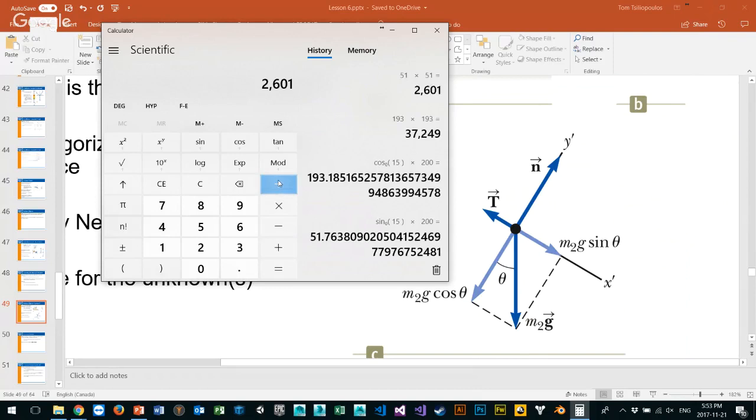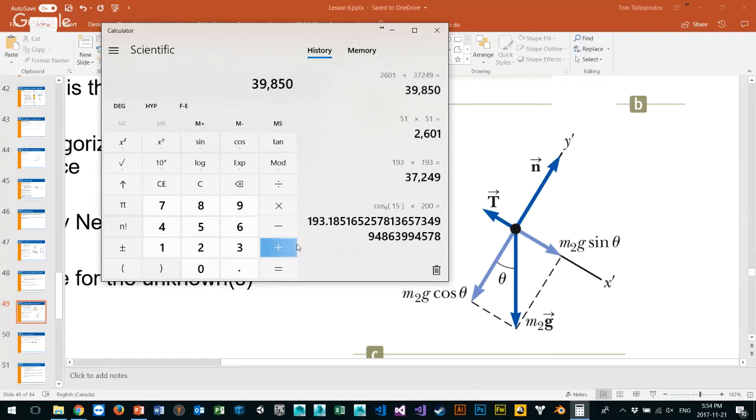Yeah, I'm just doing it this way, right? Plus 37,249, right? About 39,850. And if you take the square root of that, it's roughly 199 newtons, right? Guess what? It's almost 200 newtons. Remember I said 200? It's almost 200 newtons going this way.